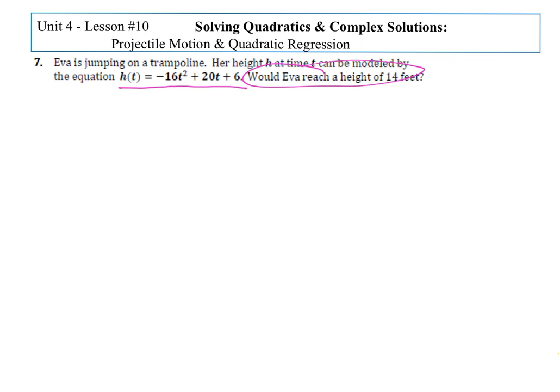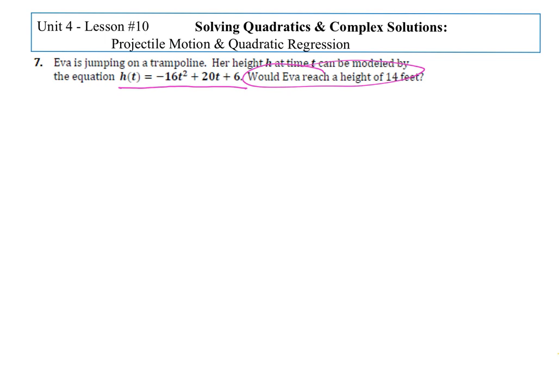Remember, maximum height is at our vertex. So basically we're wondering, what would her vertex be here? And is that y value, that h value, at least 14 feet high? If it is, then yes, she could reach a height of 14. If no, it's lower than 14, then no, she cannot have a maximum height of 14.